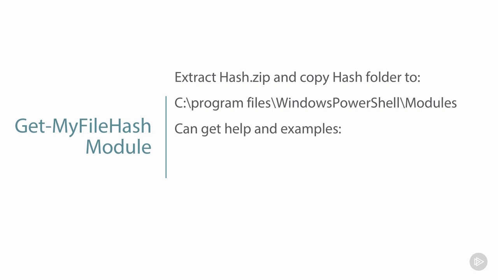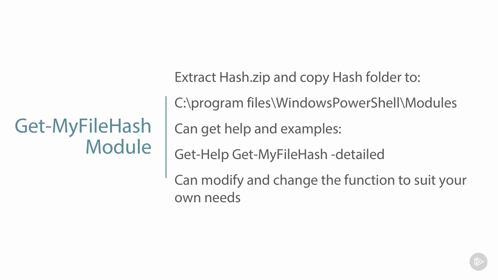Now, I wrote this to help you understand how to use it. So I put in some help and some examples. So once you have it copied out there, you can do Get-Help Get-My-File-Hash -Detailed, and it's going to give you a bunch of information about what it does. And there's a couple of examples in there on how to use it so you can start looking at files and getting results right away. You don't have to code anything yourself in this case. But please feel free, if you are into it, change it, suit your own needs, do whatever you want with it.